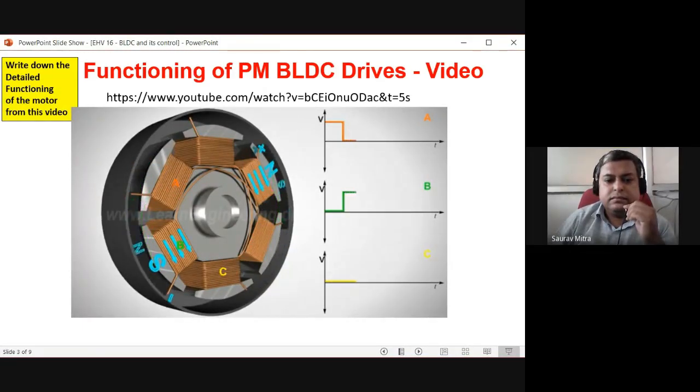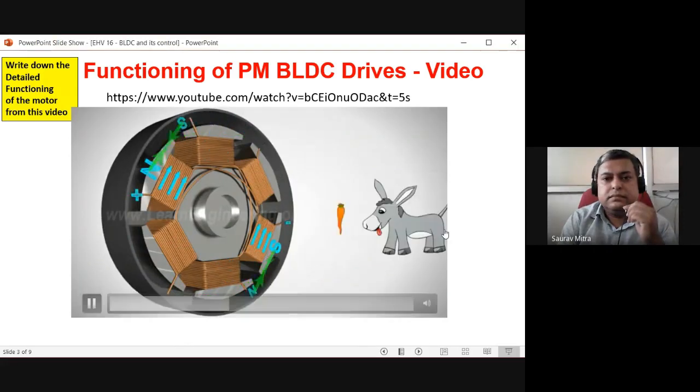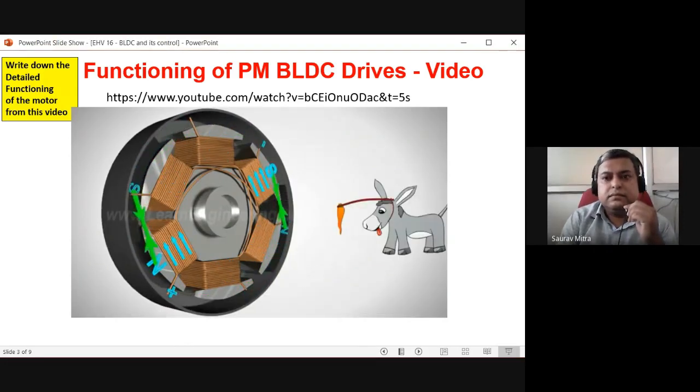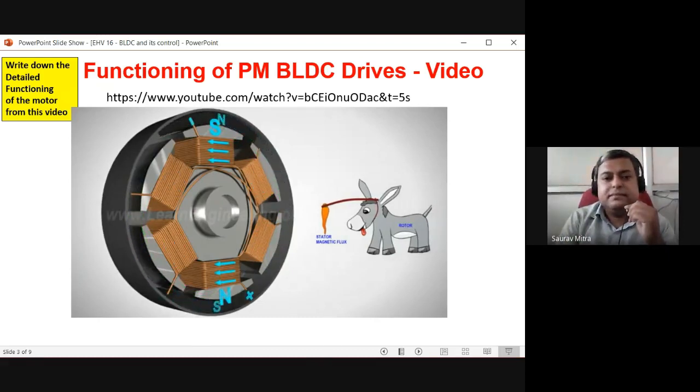As the rotor nears coil B, coil C is energized. After that, coil A is energized with the opposite polarity. This process is repeated and the rotor continues to rotate. A humorous analogy to help remember it is to think of the BLDC operation like the story of the donkey and the carrot, where the donkey tries hard to reach the carrot, but the carrot keeps moving out of reach.